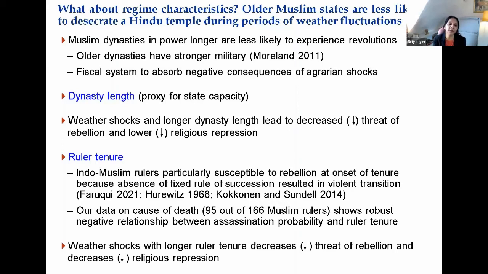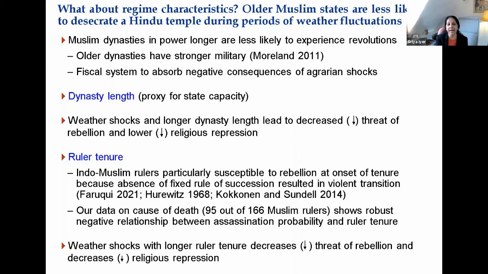So one of the things that we also tried to assemble as a part of this project is the cause of death for these Muslim rulers. We were able to find that with certainty for only 95 out of the 166 Muslim rulers. But looking at that data, again, there's a table in the paper if you're interested to look at it more closely, it shows a robust negative relationship between assassination probability and ruler tenure.